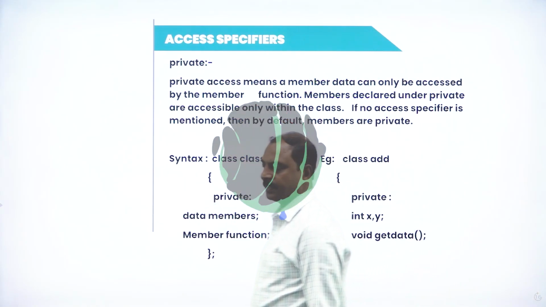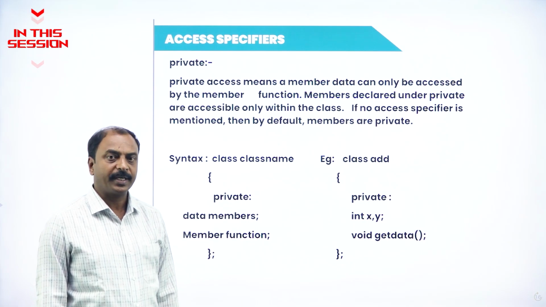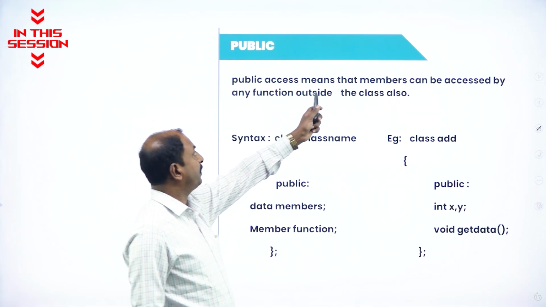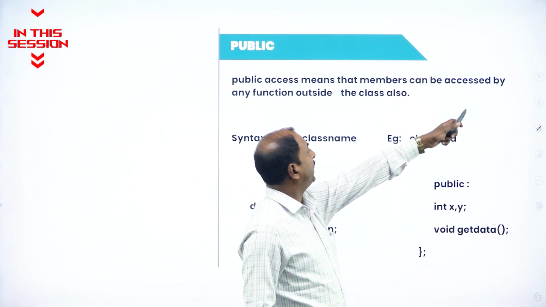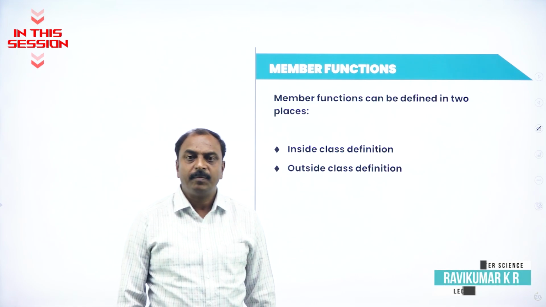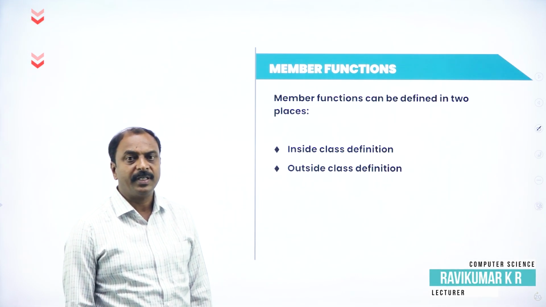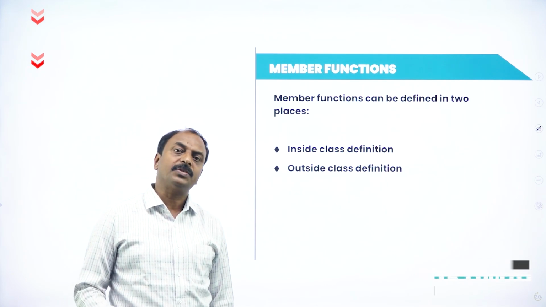Which are all those access specifiers? They are private, public and protected. The public access specifier means the members can be accessed by any function outside the class also. This member function can be declared within the class and it can be defined even inside the class or even outside the class also.